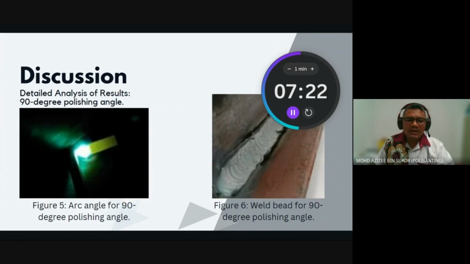And for the 90-degree polishing angle, it produced the smallest arc with concentrated heat but ineffective heat distribution, as illustrated in figure 5 and 6, resulting in a narrower weld bead and challenges in optimal welding. Indicates potential drawback for T-joint welding with a large tungsten polishing angle.